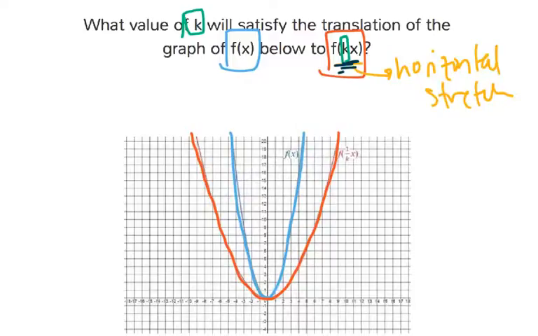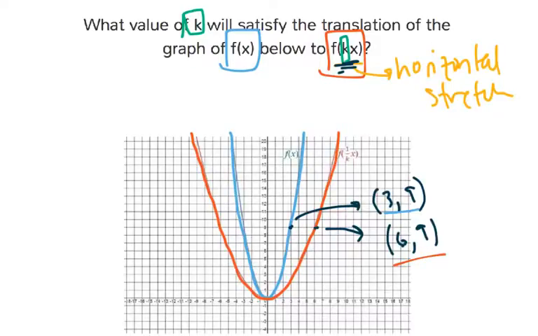So let's take a look at the input of 3 for the original function. That point is at (3, 9). For the f of k times x, I get the same output of 9 when my input is 6. So I have (3, 9) compared to (6, 9). Again, (3, 9) is my original function, and (6, 9) is my f of k times x function.